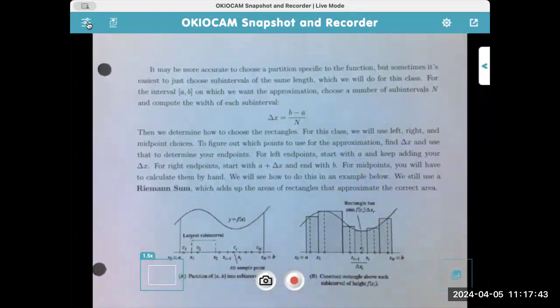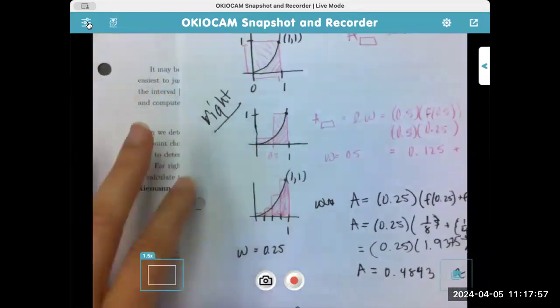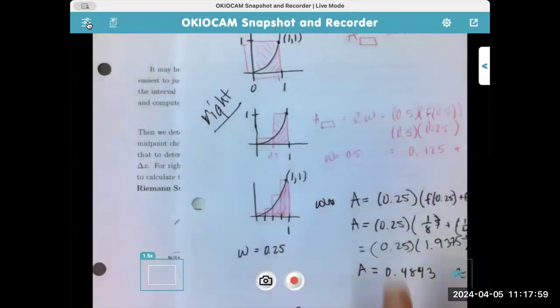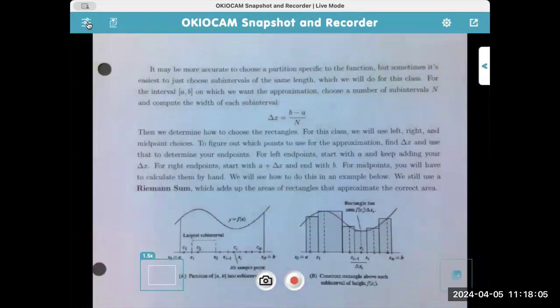So it may be more accurate to choose a partition specific to the function, but sometimes it's easiest just to choose subintervals of the same length, which is what we just did on this page, right? I did 1 and then 2 and then 4. So subintervals of the same length just make things nicer because all of the widths are the same. You're just multiplying by the same number, all that stuff.